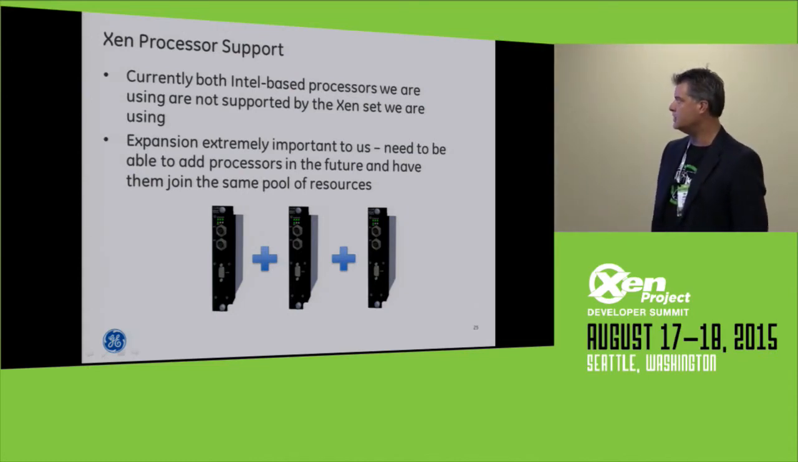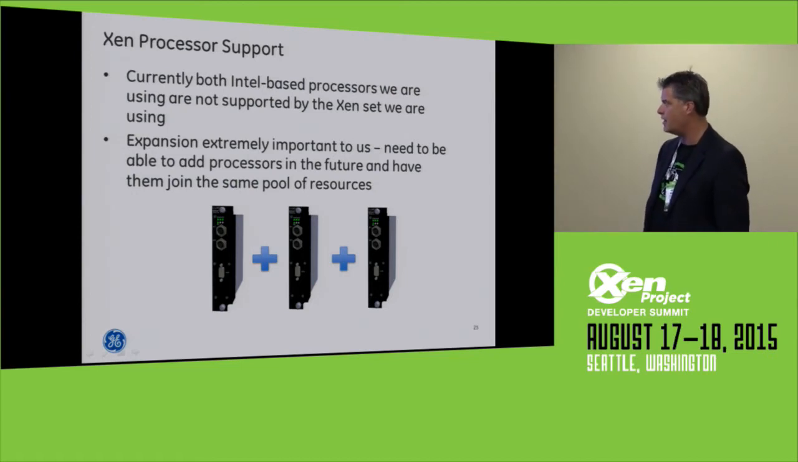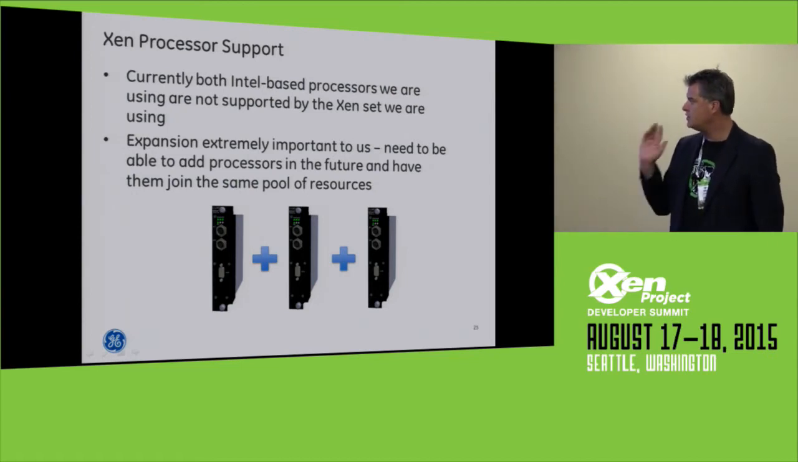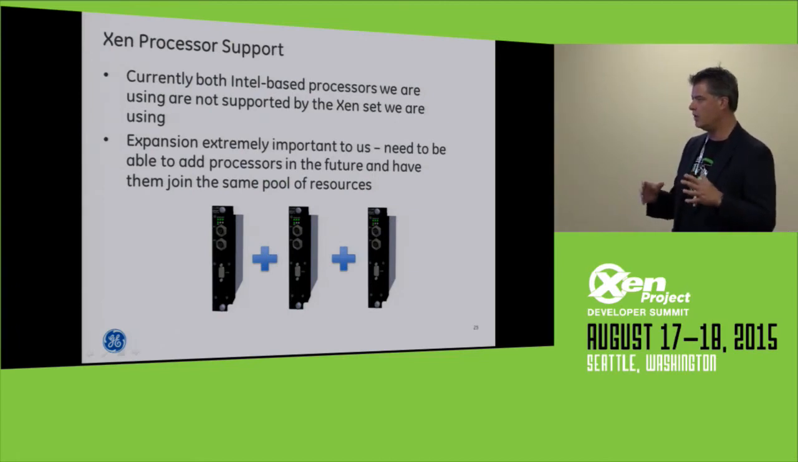I did want to put a couple of slides together on what we think is important. Number one for us is Xen processor support. We have definite use cases where we want to be able to add new processor cards in the future and have them be in the same pool of resources. So I want to be able to have a Bay Trail and a Broadwell running side by side and be in the same pool, so I can just throw applications at both of them and they just run.